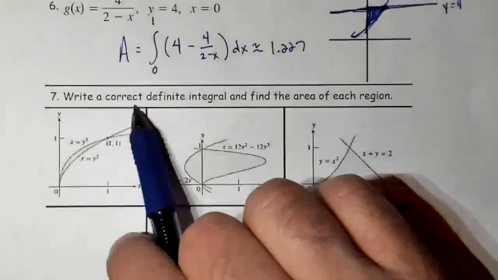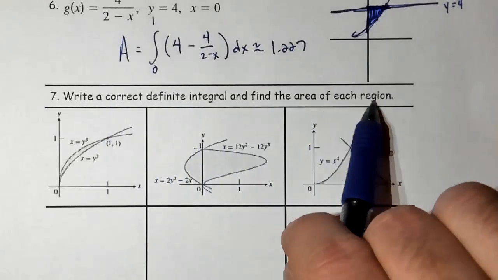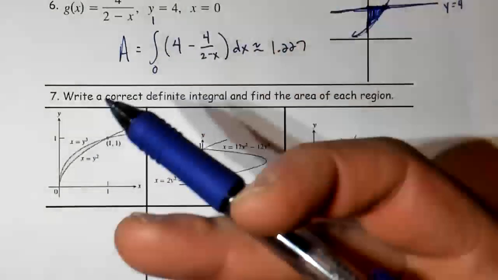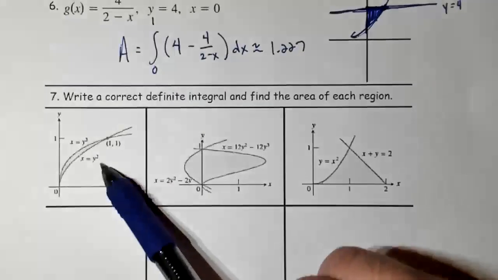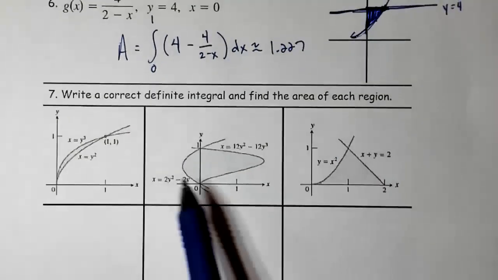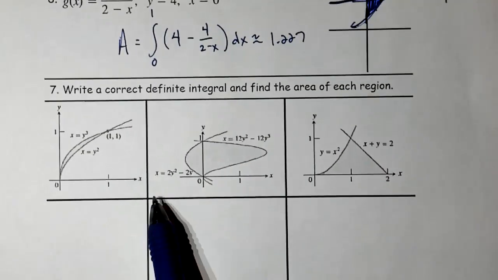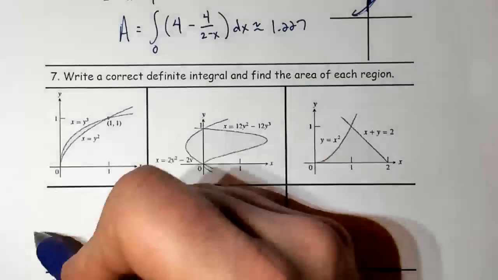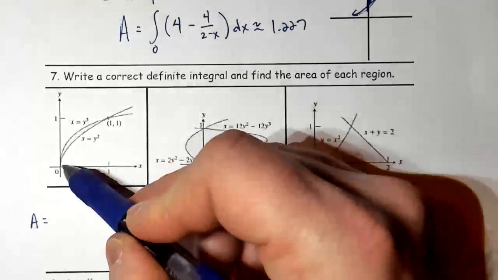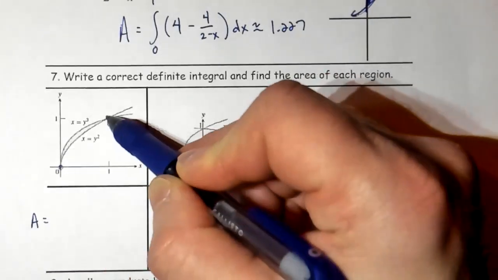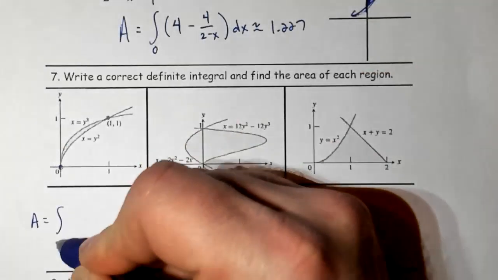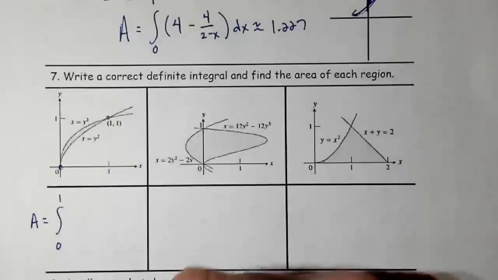When the directions say write a correct definite integral and find the area of each region, it doesn't say that it has to be in terms of one over the other. Both of these are in terms of y, pretty easy to see. So for these examples, especially the first two, I'm going to keep them in terms of y. So my area here is going to be right here to right there. So what are those y values? 0 to 1. It wouldn't really matter if you're in x or y. Your boundaries are going to be 0 to 1 no matter what.